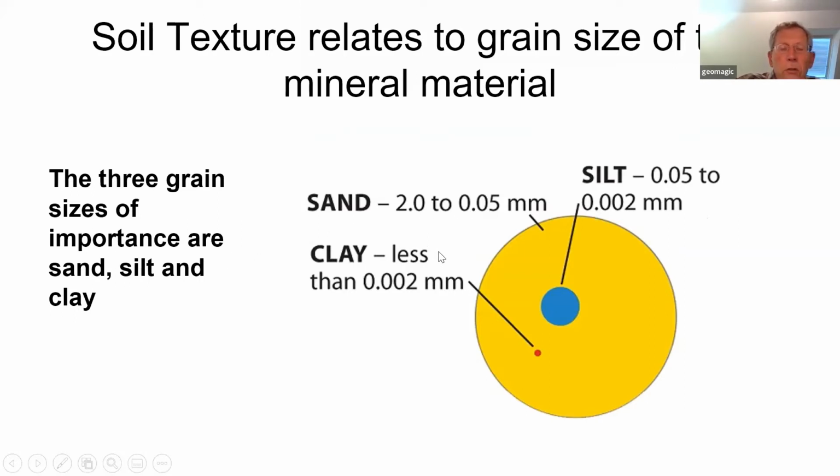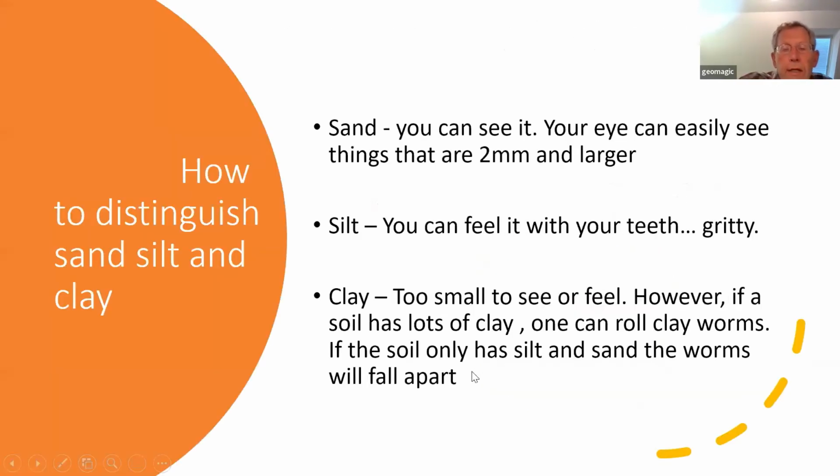And you can actually distinguish the three of these. Sand is really, your eye is pretty good. It can see down to at least 2 millimeters. So if you can see the stuff, it's probably sand. Gets below that, and now you've got to decide what other things it's going to be. Well, silt is something that you can feel with your teeth. It's gritty. So occasionally you might see a soil scientist putting a little bit of soil in his mouth and running it between his teeth to see what's there. And clay is really too small to see or feel.